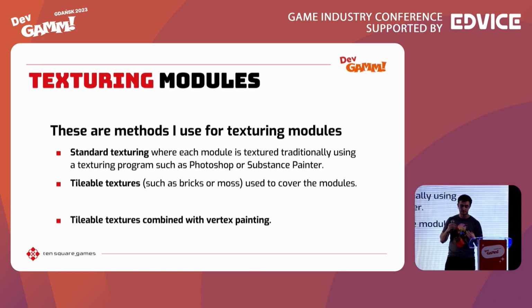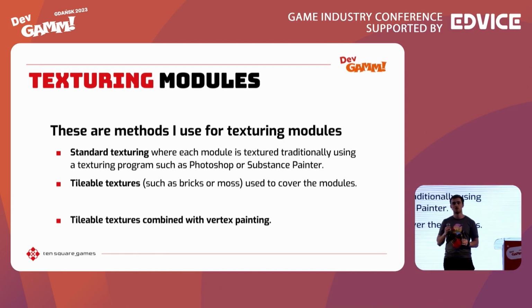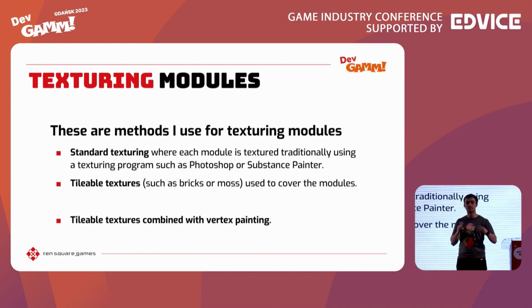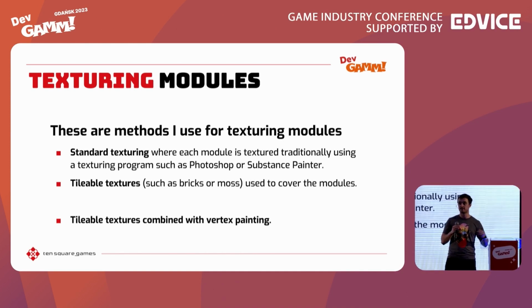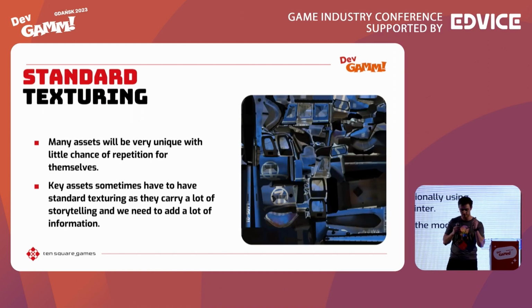Then there are tileable textures, which is when you get a repeated pattern, like, let's say, bricks, and you repeat it infinitely through the assets. This works for walls and for large structures. And then the third method is tileable textures combined with vertex painting. I'm going to go a bit into depth on all of them.